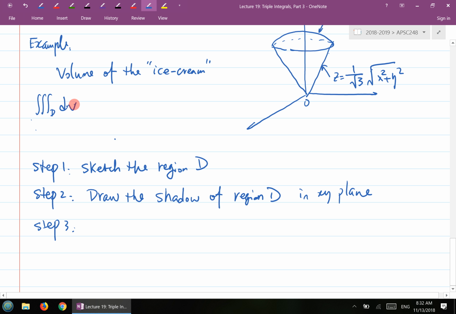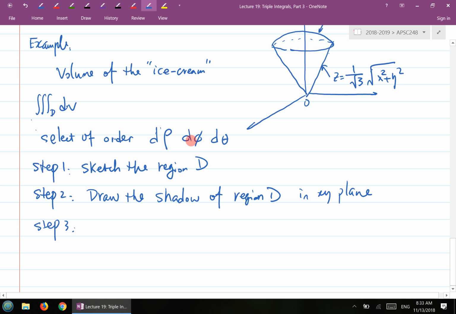But for spherical coordinates, most of the time it is d rho, d phi, and d theta. That should suffice to do the calculation. You can certainly choose a different order, but d rho, d phi, d theta will be enough for most of our cases. So we're going to go with d rho, d phi, d theta.